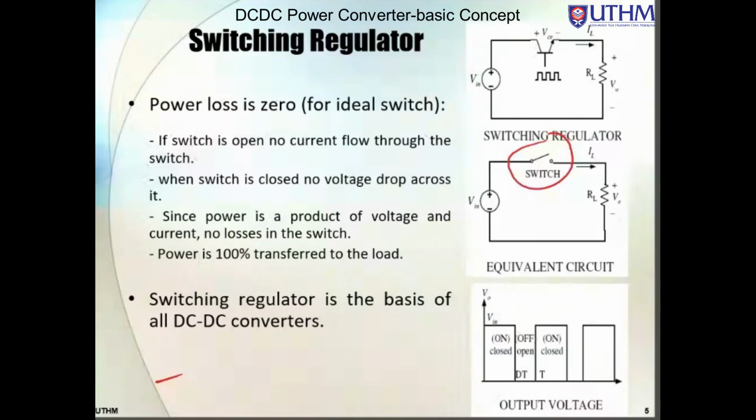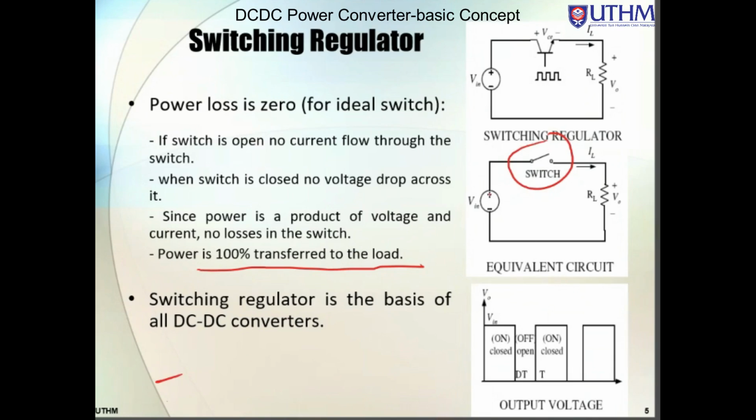The good thing about the ideal switch is the power loss is zero, because whenever we short circuit, there is no resistance at all. When we open circuit, the resistance will be infinity, and there is no current at all passing through that switch. So the loss is zero. So the power transfer is 100% to the load.